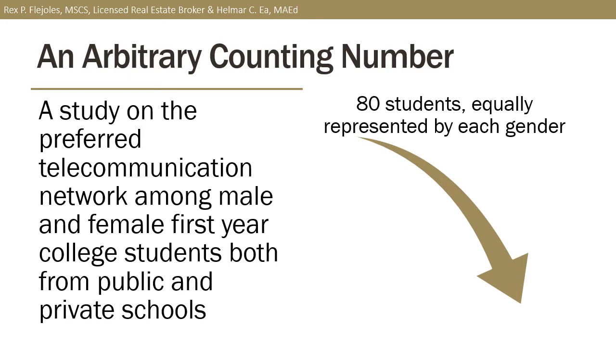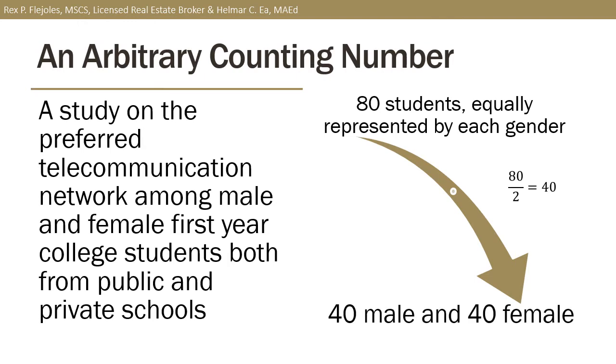If it intends to involve a total of 80 students equally represented by each gender, what is the size for each sample? So the sample size is equal to 80 divided by 2, which is equal to 40. It will involve 40 male students and 40 female students.